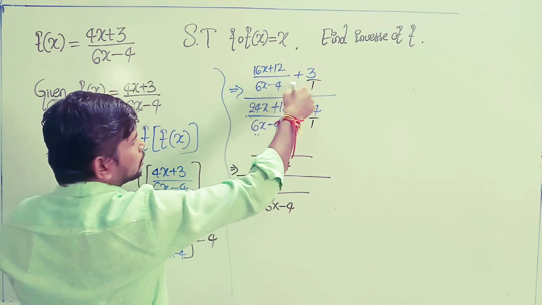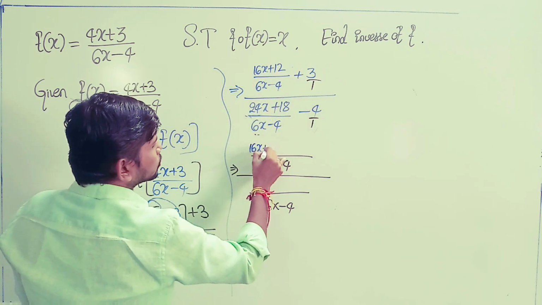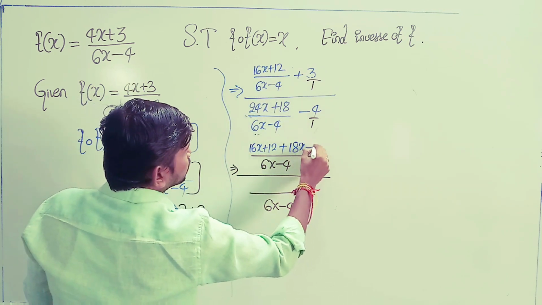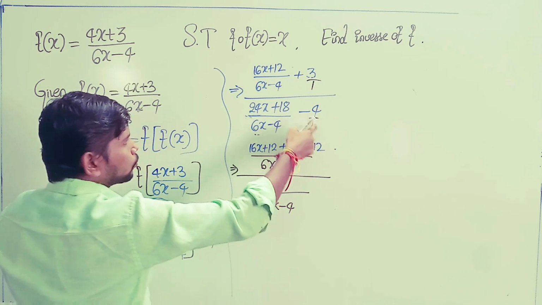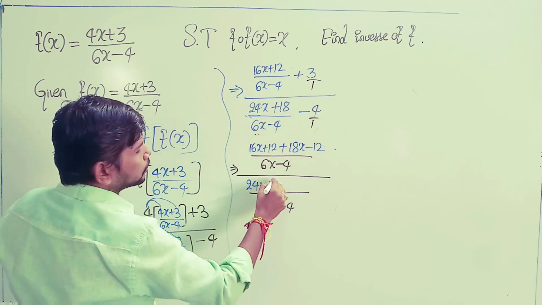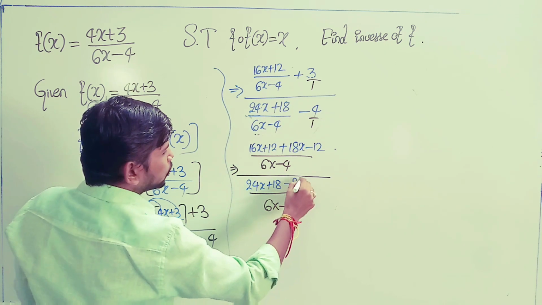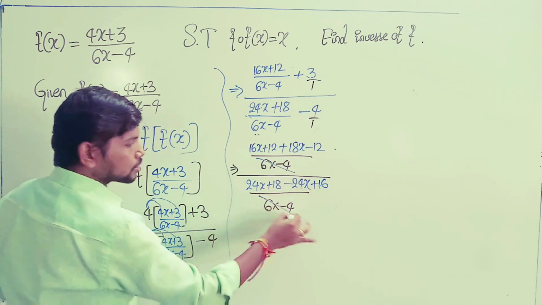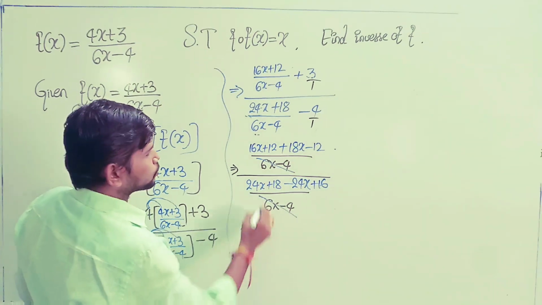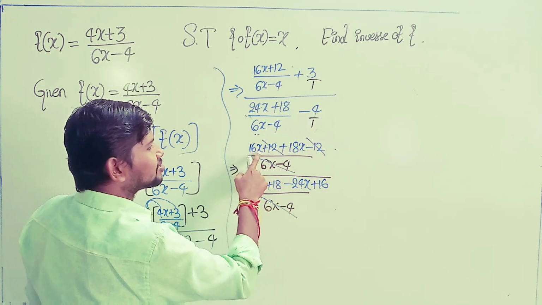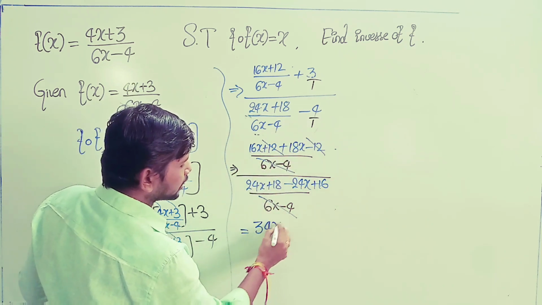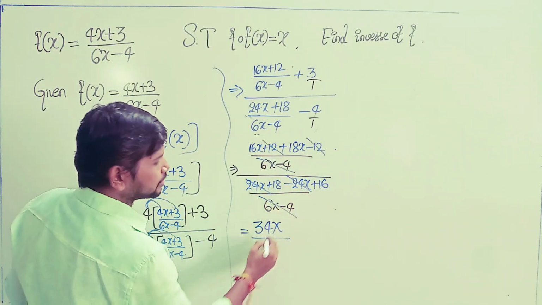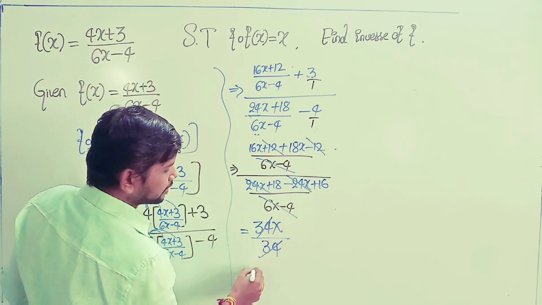I need to take a cross multiple. 1 into the term will be 16x plus 12, plus 3 into the term: 3 into 6, 18x, 3 4s are 12. Here 1 into the term will be the same term, minus 4 into 6, 24x, minus into minus plus 16. 6x minus 4, 6x minus 4 cancelled. Got it? After this, plus 12 minus 12 cancel. 16x plus 18x is 34x. Am I right? After that, plus 24 minus 24 cancel. 18 plus 16 will be 34. It will be cancelled. We got x.